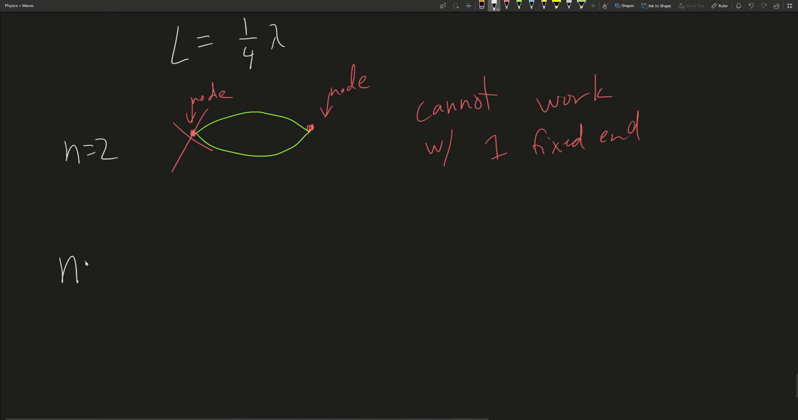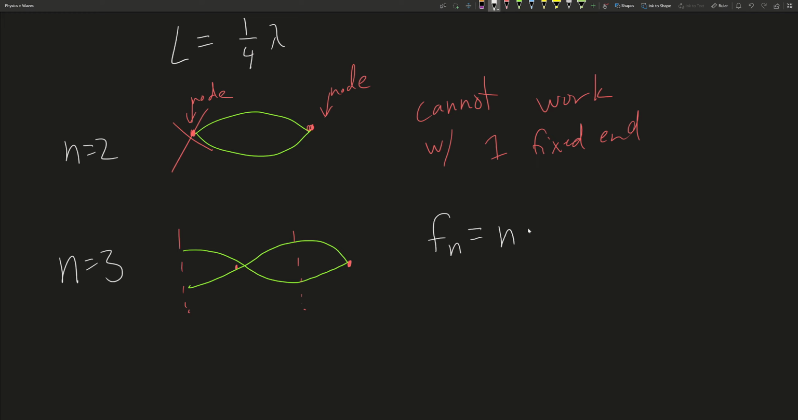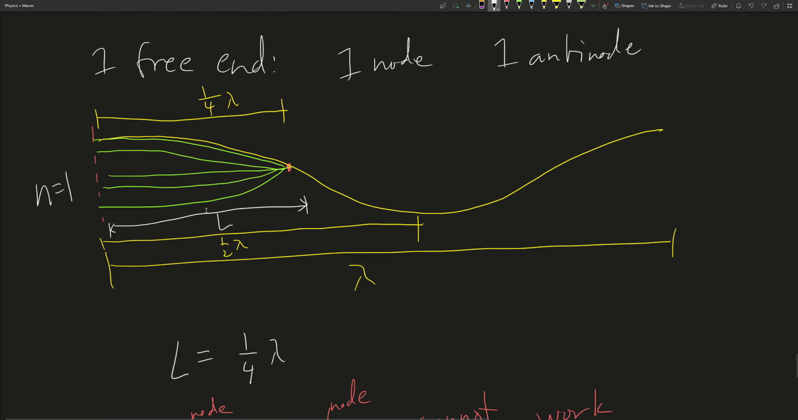So you can't have an n equals 2 harmonic. But what about an n equals 3 harmonic? Now again, the frequency is triple the original. And so what that would look like is you have another node here, and then it would look like this. So notice that you have two antinodes and two nodes. But then this still satisfies the condition that one end is free and one end is fixed. So an n equals 3 harmonic is possible. And notice now that, again, this still follows the same equation as before. The frequency of the nth harmonic is just equal to n times the base fundamental frequency.